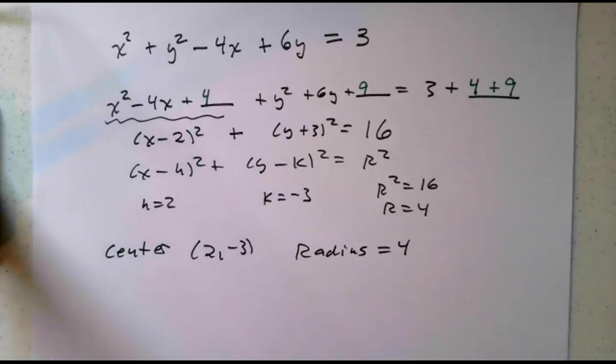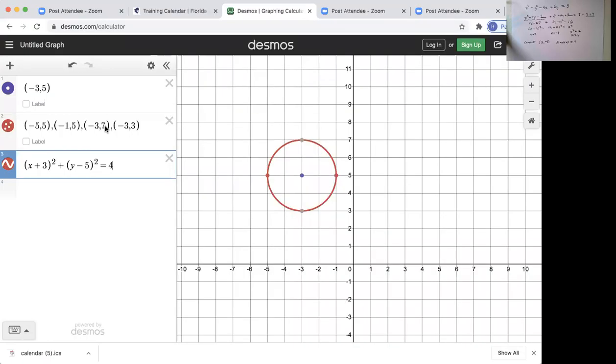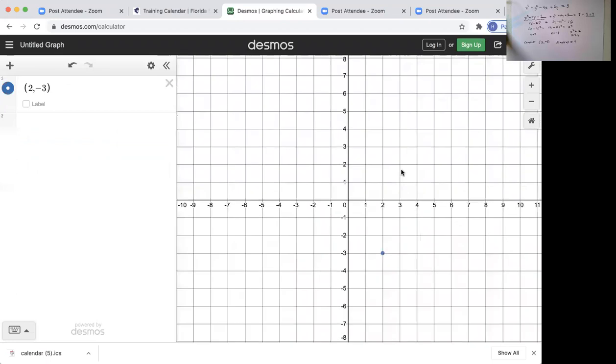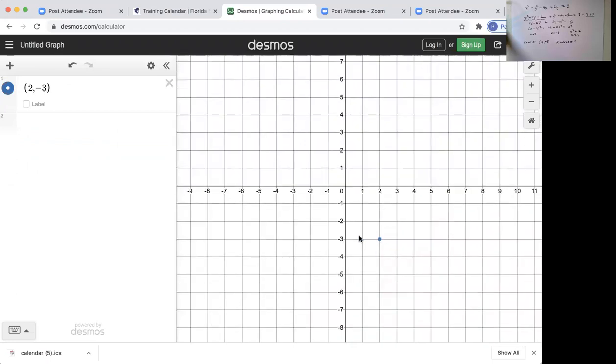So that should enable us to graph it by hand. So we'll go back to Desmos. And we'll get rid of everything that was there before. And I'm saying the center is 2, negative 3. And I have to go, the radius is 4, so 4 over, 4 over, 4 up, 4 up. To the left 4, 1, 2, 3, 4. x is negative 2, y is negative 3. That looks good. 4 to the right, 1, 2, 3, 4. x is 6, y is negative 3.